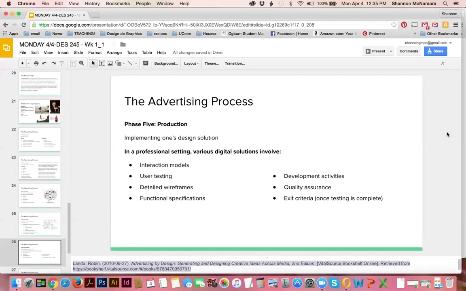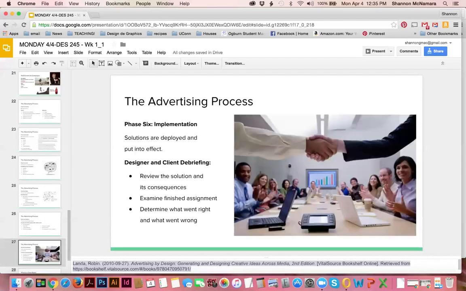Or if you are designing a TV commercial, you might have a storyboard that would show how this entire commercial is going to be shot, what each frame would show, before you actually go in and shoot it. So phase 6, implementation. The solutions are deployed and they are put into effect.